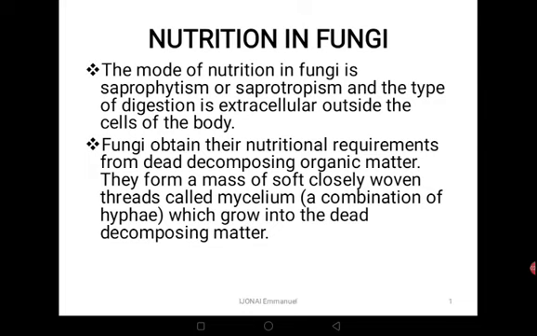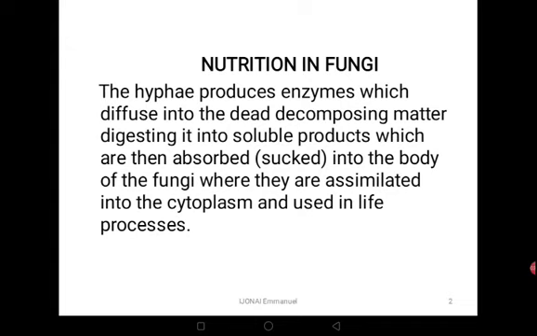They form a mass of soft, closely woven threads called a mycelium, a combination of the hyphae. You know these fungi have thread-like structures called the hyphae, and those thread-like structures interweave. They form like a mesh. They crisscross each other, forming a large mass called the mycelium body. So this mycelium grows into the dead decomposing matter. For example, in bread mold, the mycelium grows into the bread. You find it growing into the bread.